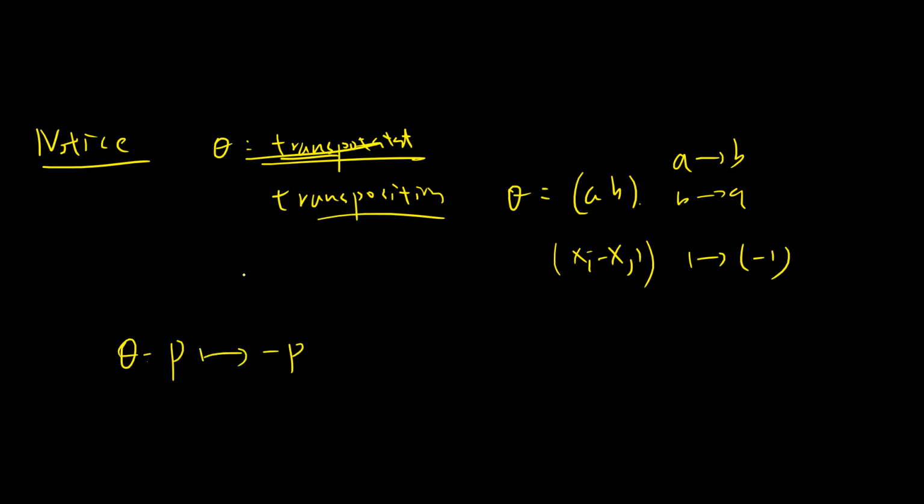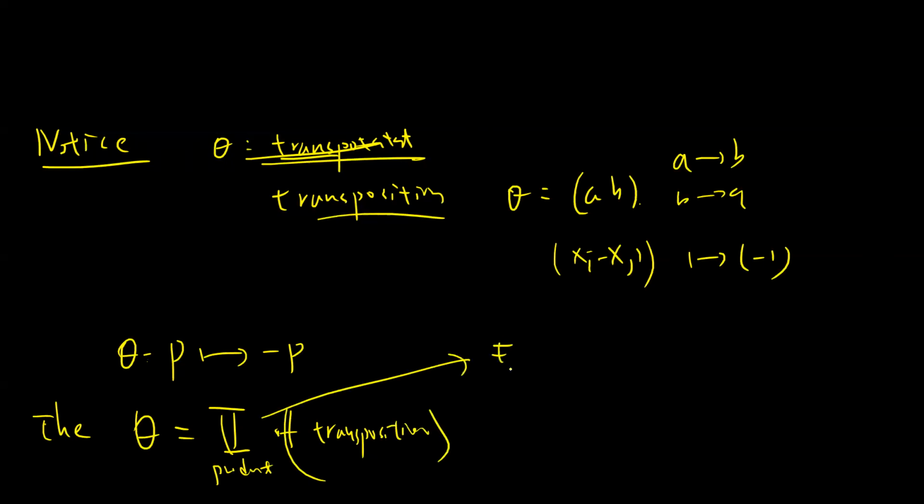Okay, so easy representative. The result is that if your theta can be represented as the product of transpositions, and if the number of the products is even, then it's just 1. If the number of products is odd, you give me -1.